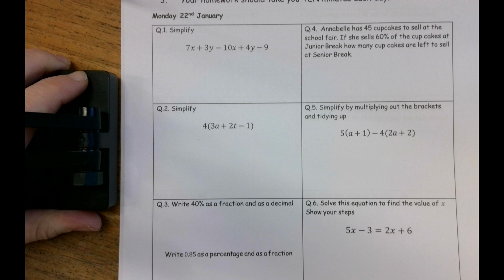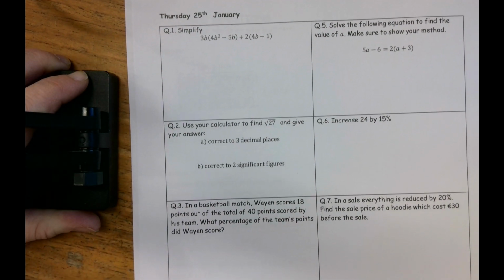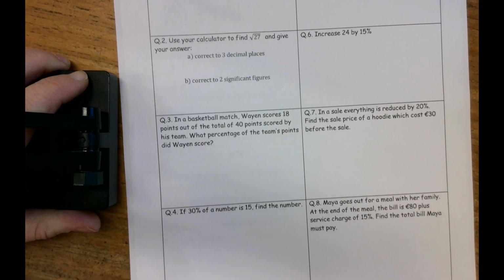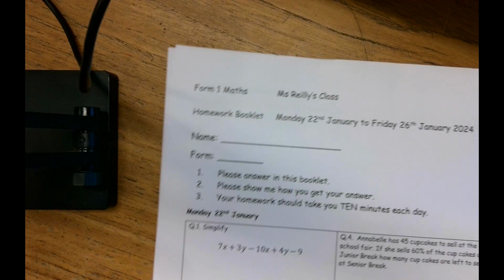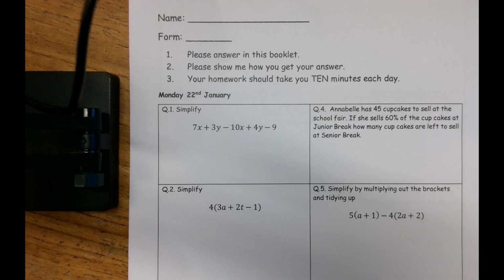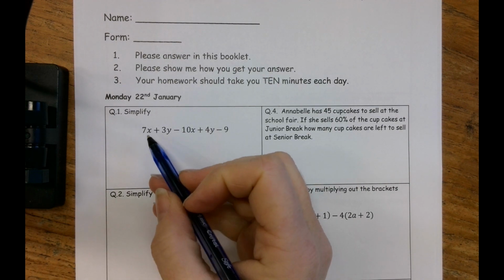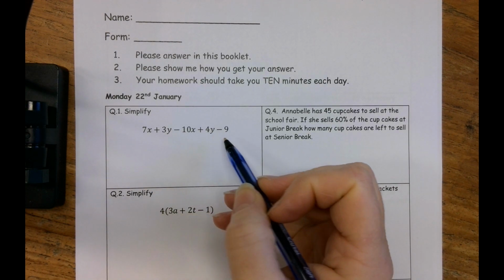If you haven't seen the sheet and you're using this for revision, you can look at the questions here. You can pause and try all these questions, and then you'll be able to look through the solutions and see what you did well. Okay, so that's the questions, and I'm going to get going now. So start off with Monday. There's a bit of algebra on this sheet and a bit of percentages, so hopefully they will be useful for you. Simplify 7x plus 3y minus 10x plus 4y minus 9.